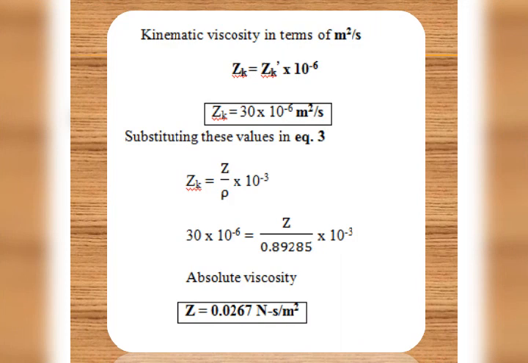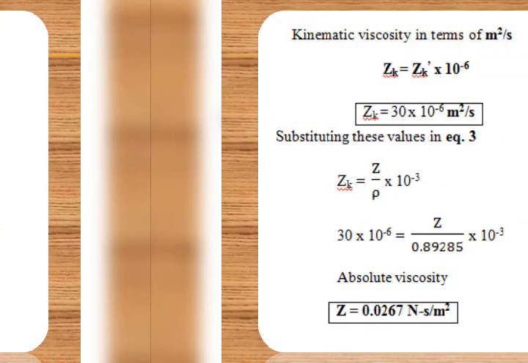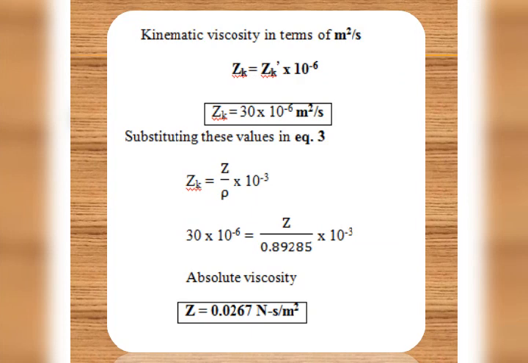Zk dash is 30 into 10 to the minus 3, so we are getting kinematic viscosity Zk in terms of meter square per second, that is 30 into 10 to the minus 6 meter square per second. Now we need to substitute this in equation number 3 to get absolute viscosity, that is Zk equal to Z by rho into 10 to the minus 3, and substitute Zk as 30 into 10 to the minus 6.